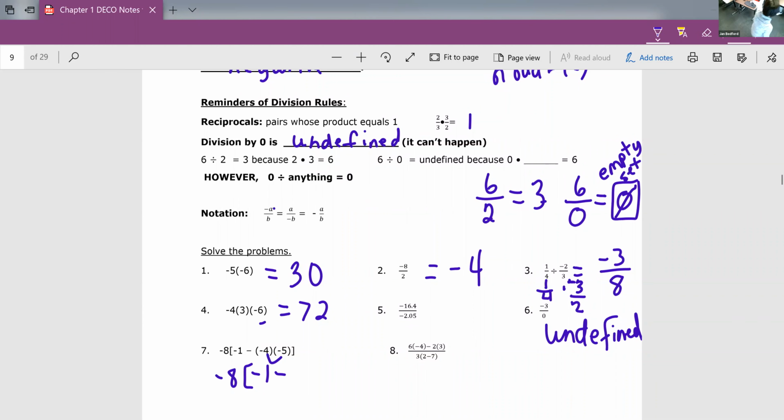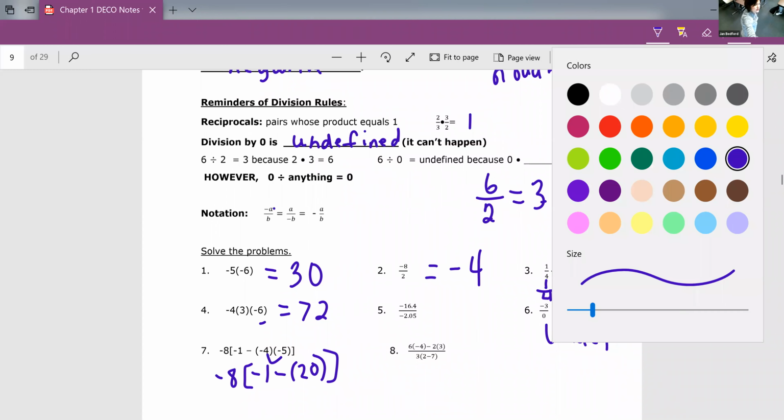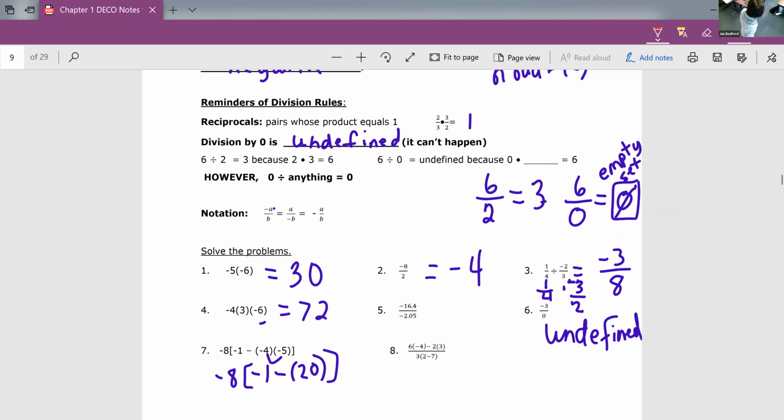Now, when you multiply -4 times -5, what'd you get? -20. Is positive 20, but there is a subtraction sign in front of where I get 20. So I can see why you might be tempted to say -20, but it's actually a -1 minus 20 inside that bracket. Now, what would you need to do next?